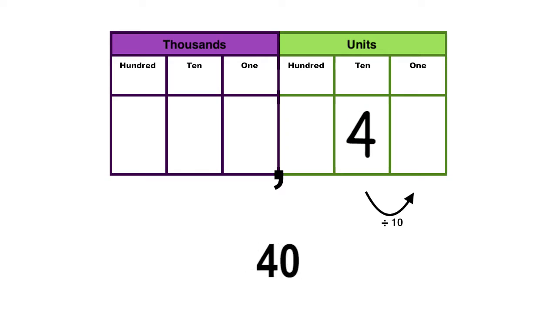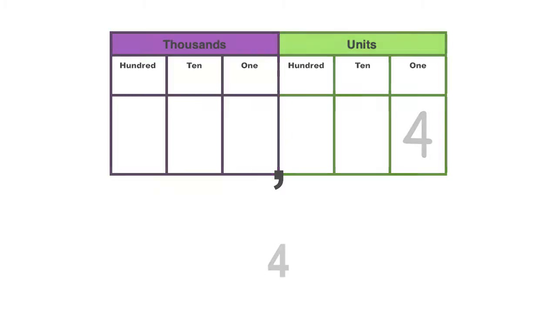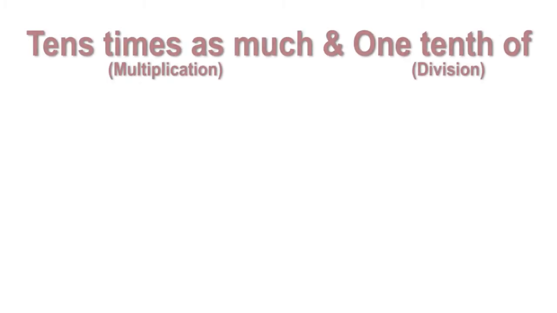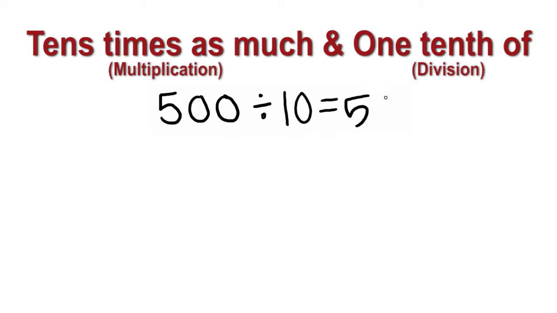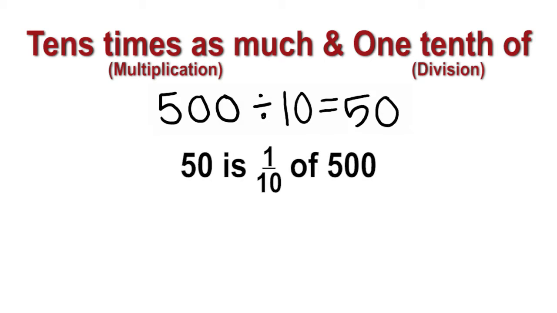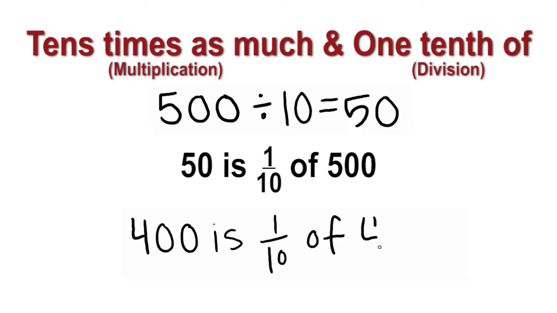The power of the base 10 system is the repeated bundling and unbundling of 10. In 5th grade, the concept of 10 times as much extends the language of division to include 1/10 of. For example, 500 divided by 10 is 50, therefore 50 is 1/10 of 500, or 400 is 1/10 of 4,000. 5th grade students are able to see the beauty of place value in the base 10 system.